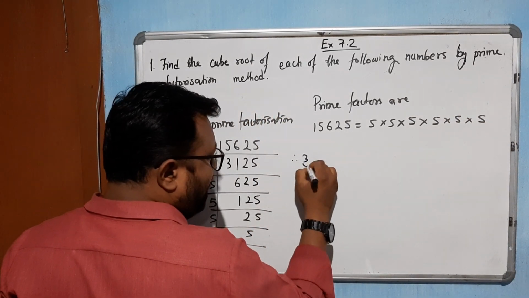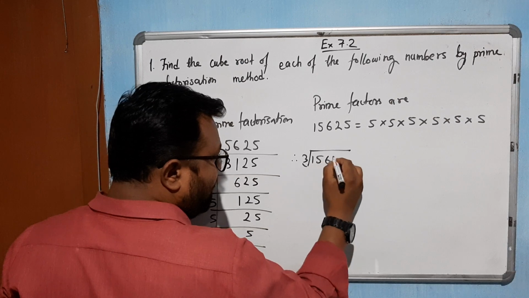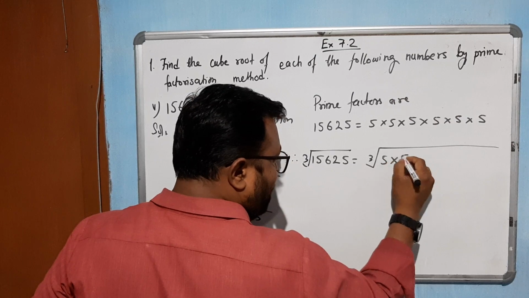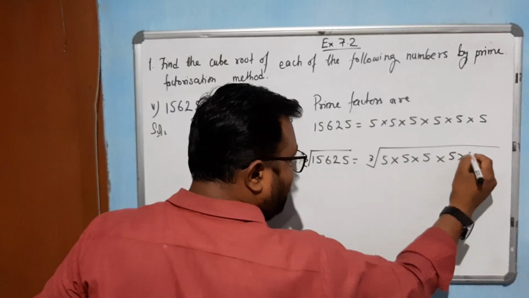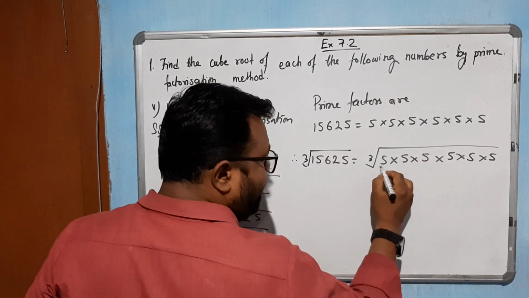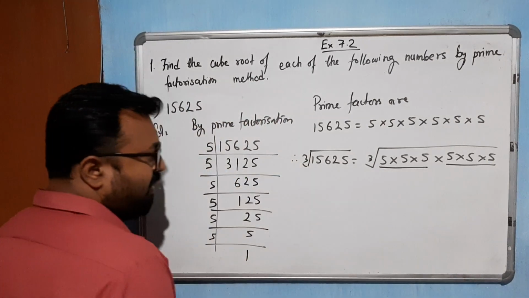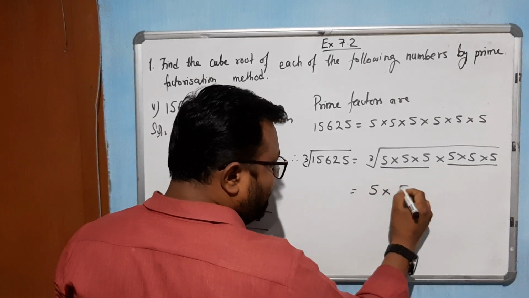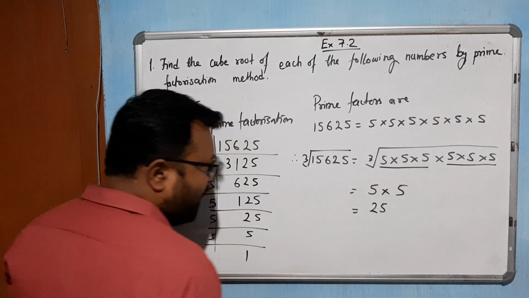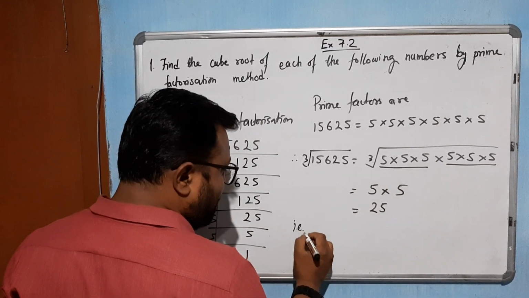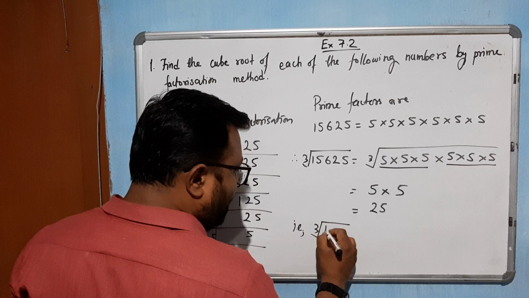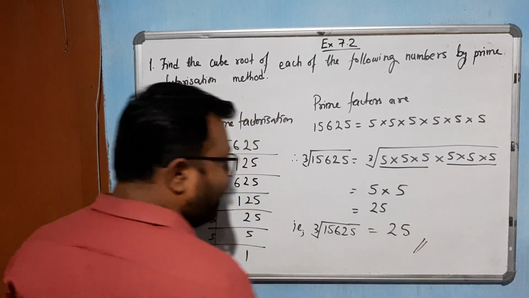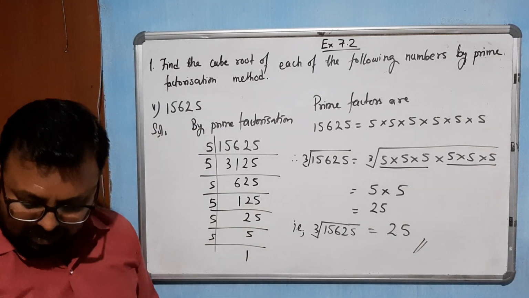Okay, therefore under root cube 15625 equal to under root cube, this 5 into 5 into 5 into 5 into 5 into 5. Here also we can see very clearly that this 5 makes a triplet, here this 5 makes a triplet. For triplets we will have only single values, that is 25. So cube root of 15625 is how much? 25. This is our answer. Okay, now come to the next question.